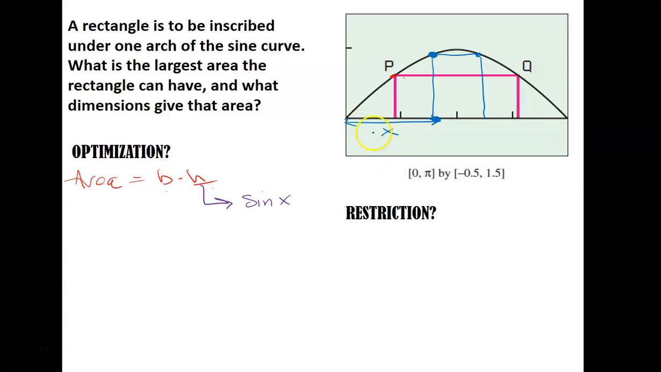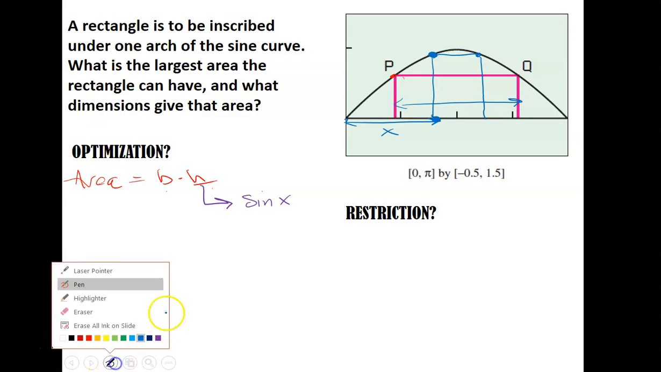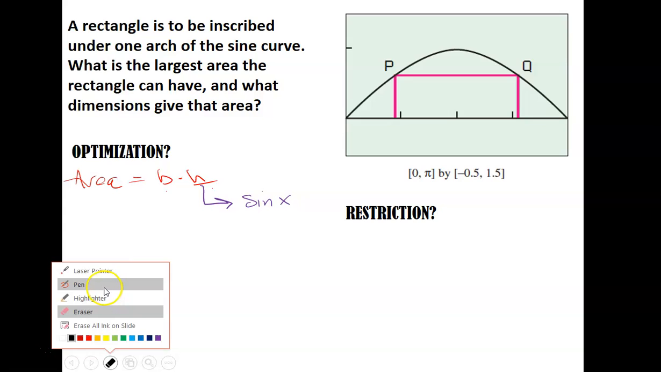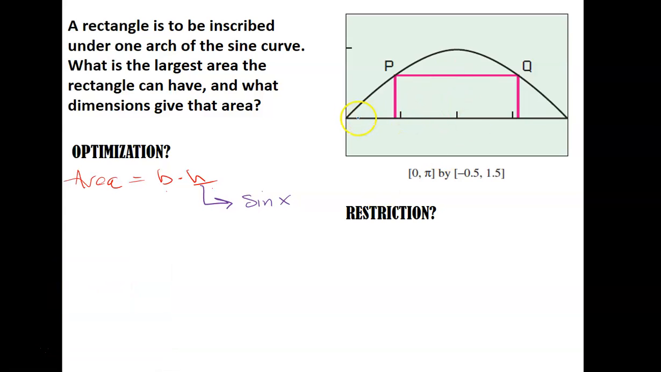Now, that means I also need to define the base, or this distance, in terms of x. And again, x being the way we defined it, the distance between 0, or the beginning of the sine curve, regardless of which arc it is, and the edge of my rectangle. So we have to use symmetry here. This is x, right? Well, if this is x, then guess what? This distance over here is x as well.